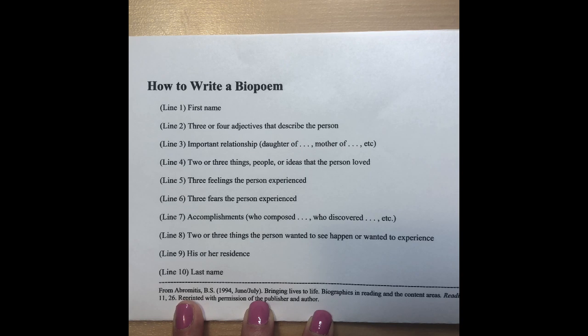Line 5, 3 feelings the person experienced. Line 6, 3 fears that this person experienced. Line 7, their accomplishments. Something that they discovered, something that they wrote, something that they did, something that they're known for. Line 8, 2 or 3 things the person wanted to see happen or wanted to experience. Line 9, his or her residence, where they live, where they were born. And then you're going to wrap up your poem with their last name.